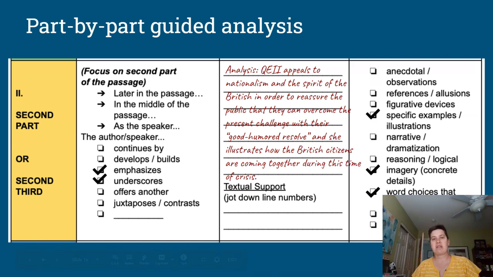So here's the second part. As you can see, the analysis is already filled in for you. Queen Elizabeth II appeals to nationalism and the spirit of the British in order to reassure the public that they can overcome the present challenge with their good-humored resolve. And she illustrates how the British citizens are coming together during this time of crisis. So that is the children drawing the rainbows, as well as the other pieces that were underlined in the passage in the previous slide.